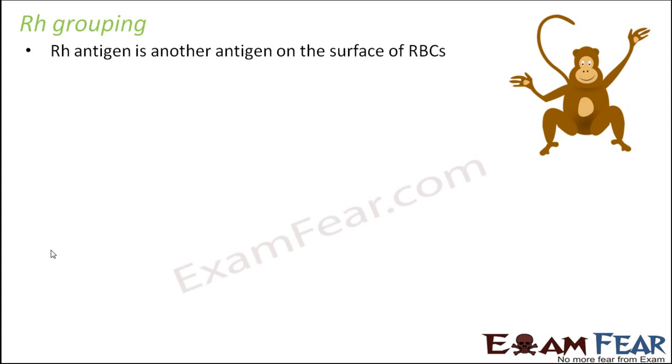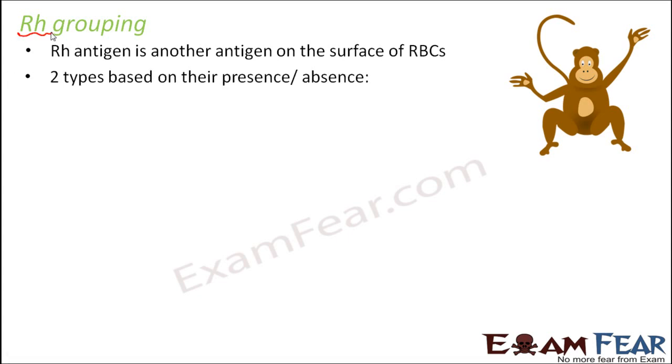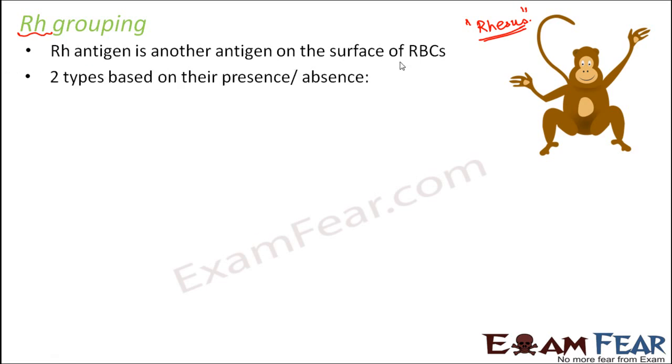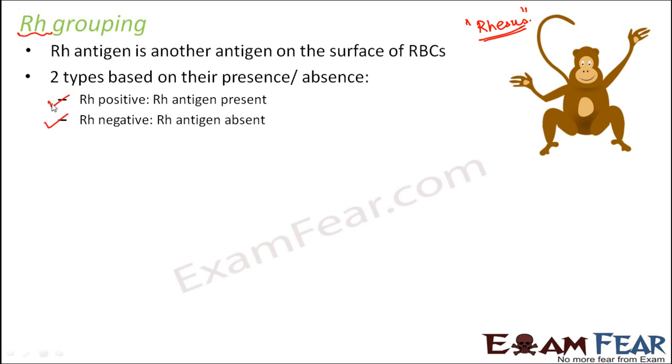Now from where do we get this term RH? Now this is named after rhesus. So it was first discovered from the rhesus monkeys, and that is why it got the name rhesus factor or RH. So RH positive and RH negative. Now these are of two types based on their presence or absence. So RH positive if RH antigen is present, RH negative if RH antigen is absent.